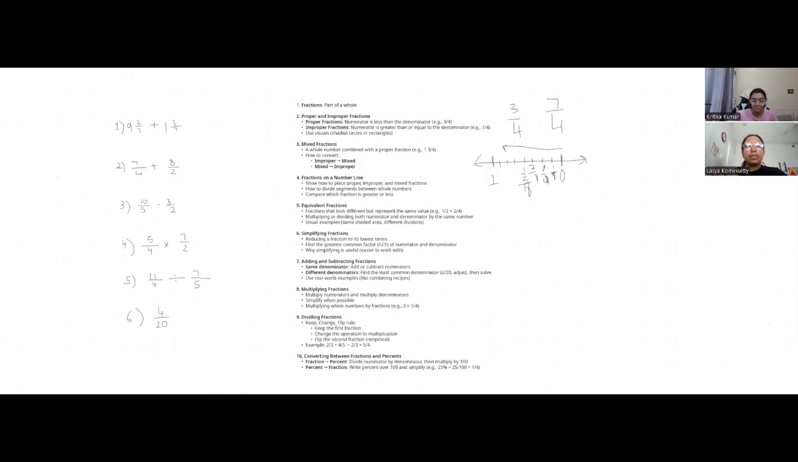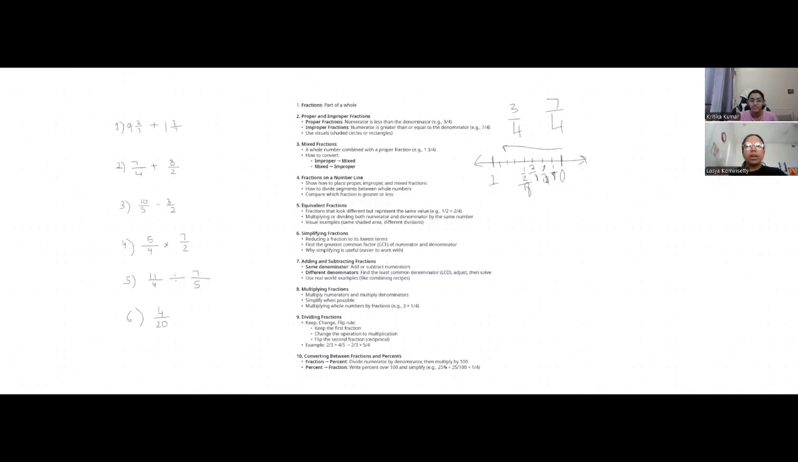Equivalent fractions are fractions that look different but represent the same value. So an example is 1/2 equals 2/4. You get them by multiplying or dividing both the numerators and denominators by the same number. And visual examples can be some shaded areas or different divisions. So let's look at an example they were talking about.